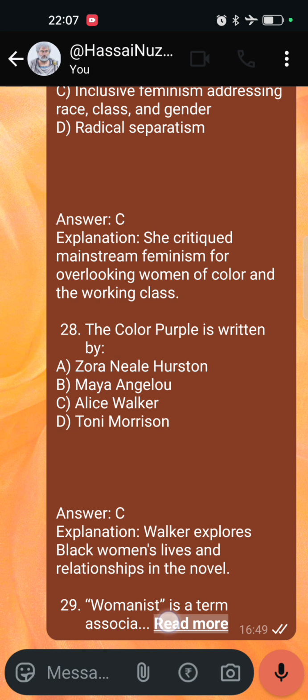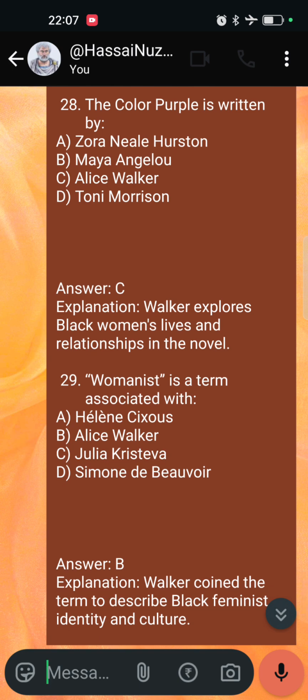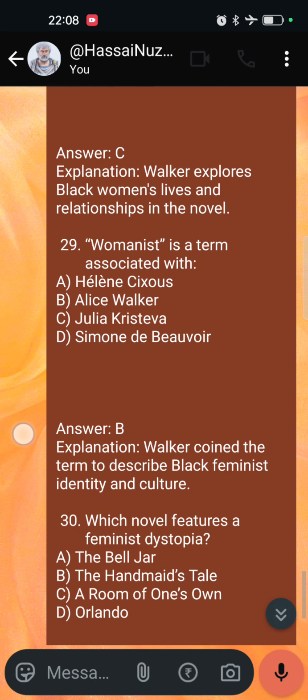29th. Womanist is a term associated with. Answer is B. Alice Walker. Walker coined the term to describe black feminist identity and culture.